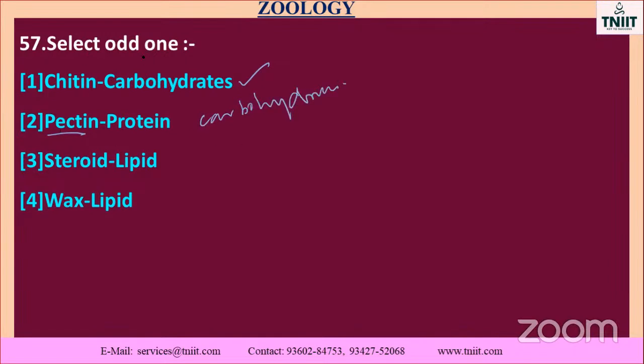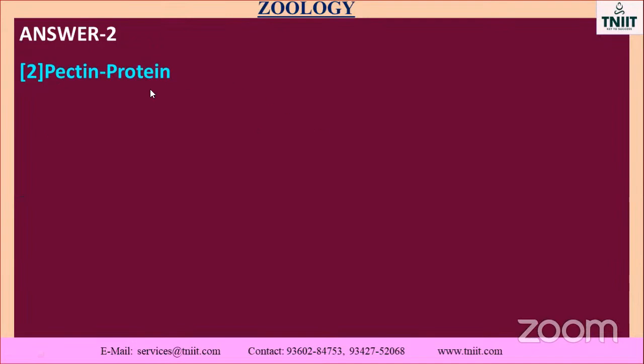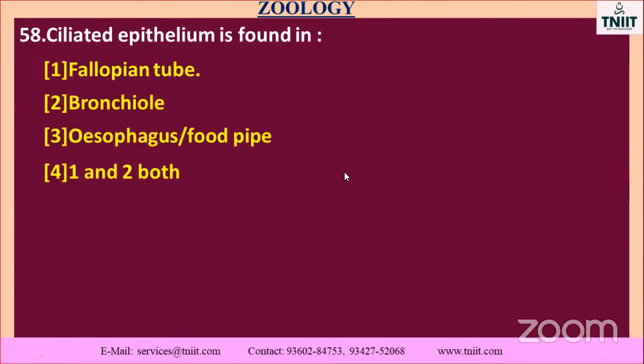But here, given select the odd one. So for carbohydrate they have given a protein. This is the wrong answer. Steroid is a lipid, yes. Wax is also a lipid. So these three are correct only. So the second option is the wrong one, the odd one. Okay, so this is very, very important. The option is the second one. Pectin is not a protein, pectin is a carbohydrate. Okay, go to the next one.